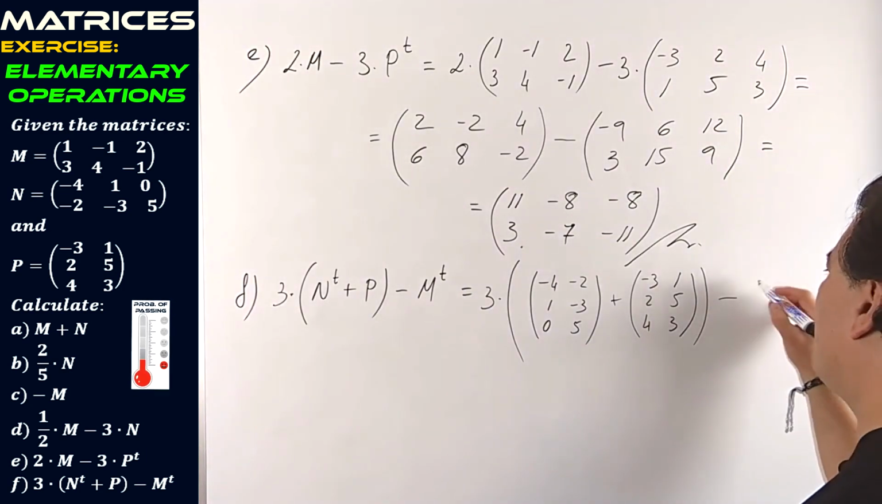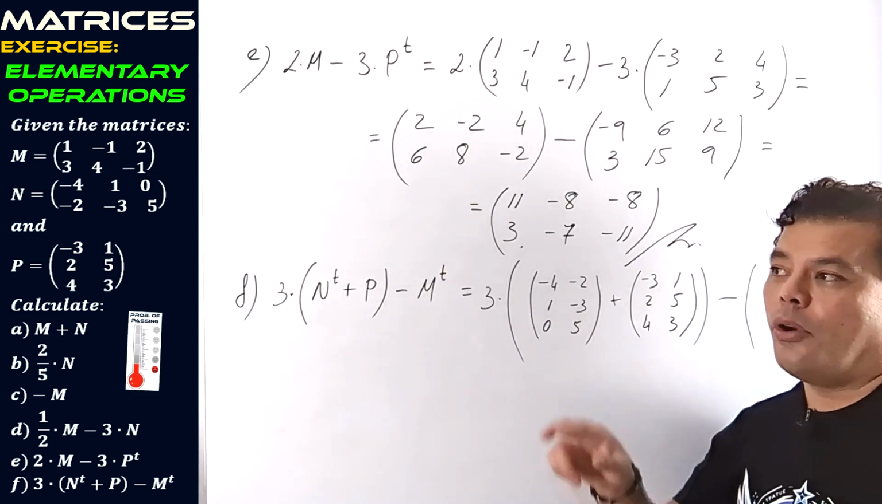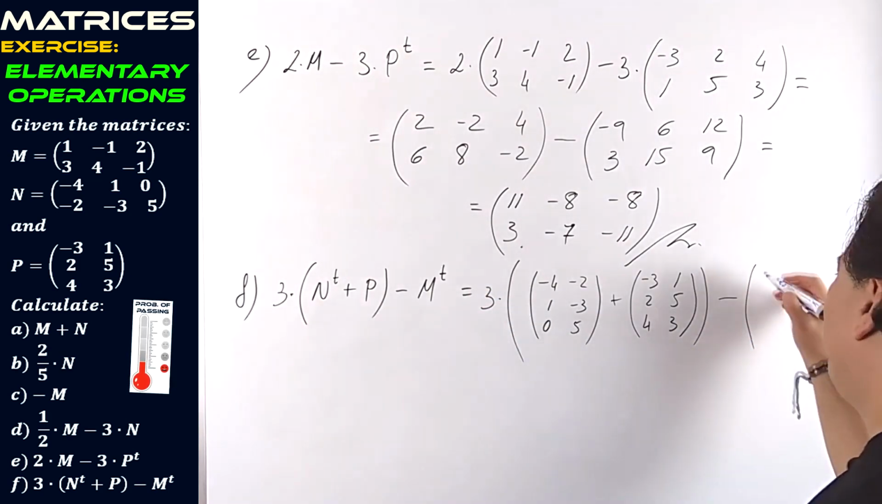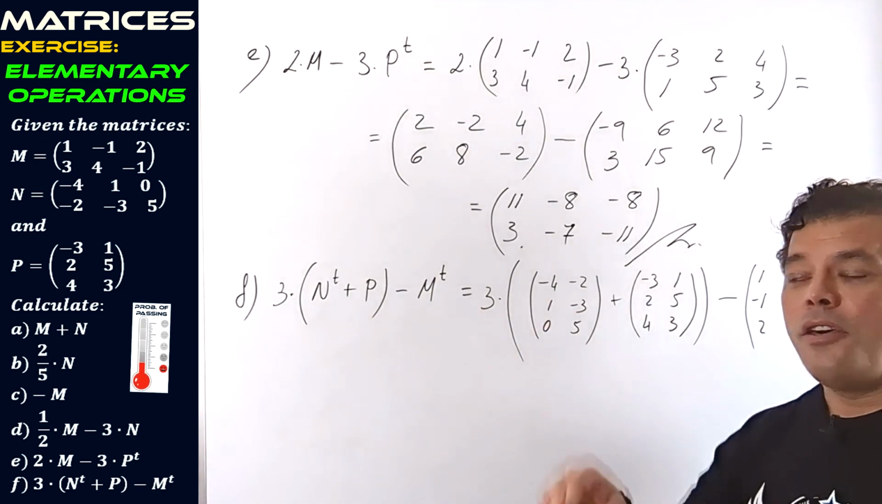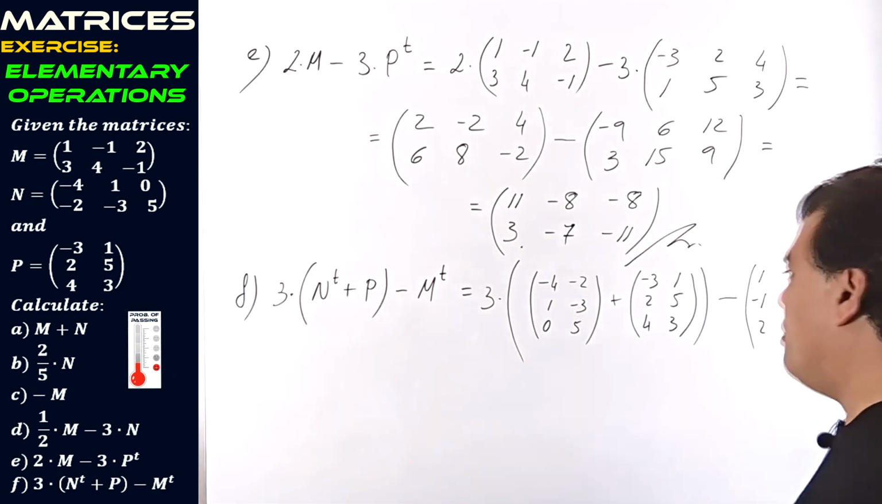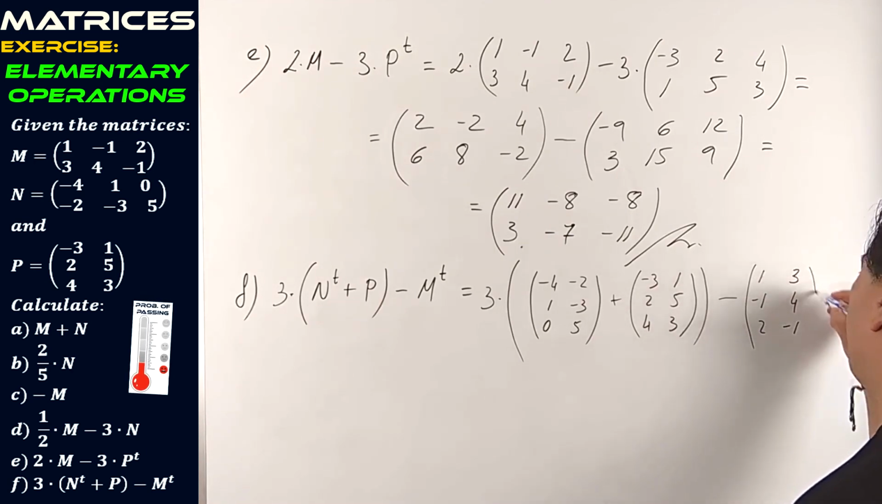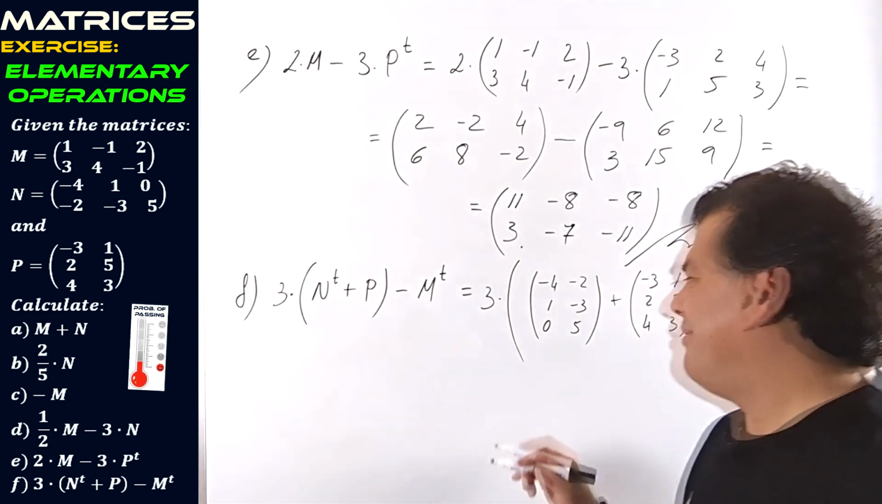So there you have it, matrix M but transposed. The first row, 1, negative 1, 2, but turned into a column. 1, negative 1, 2. 3, 4, negative 1, but also in column. 3, 4, negative 1. And now just operate.